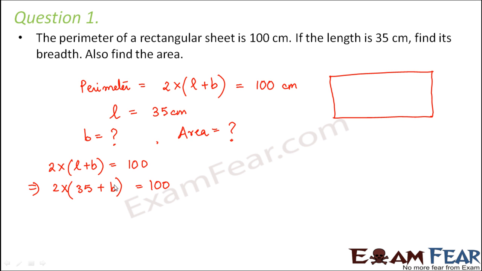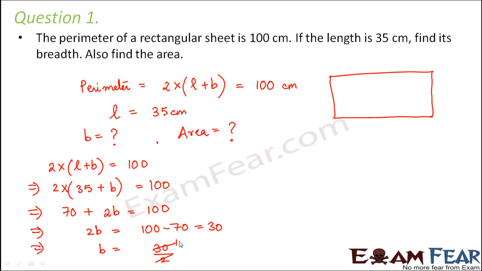Let us assume that the breadth is B. Therefore 2 into 35 would be 70, plus 2 into B, which is 2B, is equal to 100, or we can say 2B is equal to 100 minus 70. So 100 minus 70 is 30. Therefore B is equal to 30 divided by 2. So 2 into 15 is 30. So the breadth will be equal to 15 centimeters. This is the breadth of the rectangular sheet.